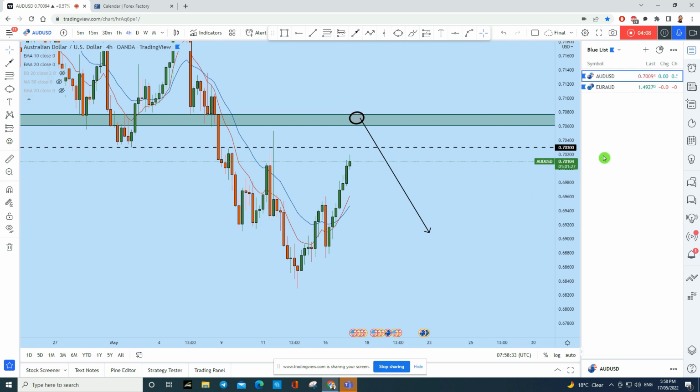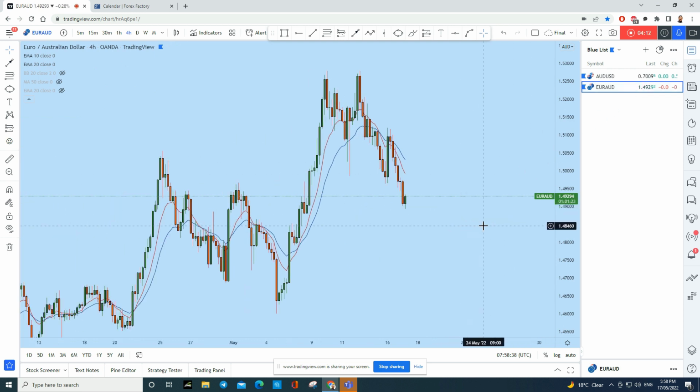Now let's go to the euro AUD. Let's see what kind of trading opportunity it is giving. Now euro AUD, as you can see, Aussie dollar is getting stronger, so euro AUD looks like it is getting a bit weaker.